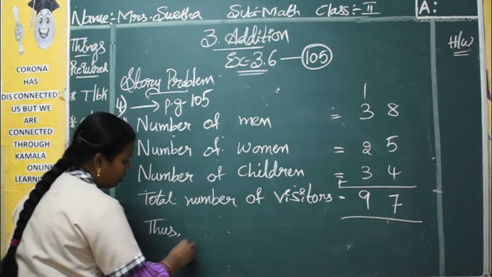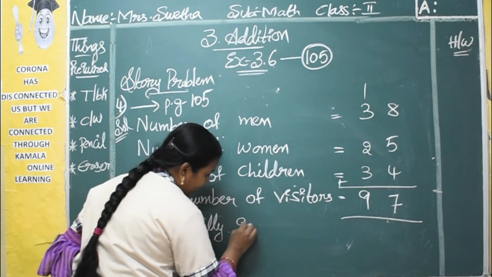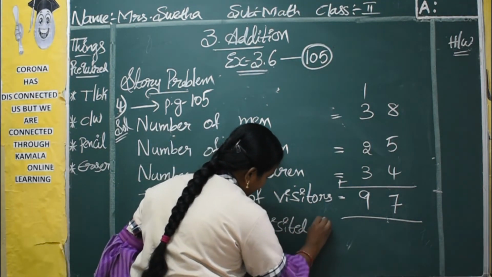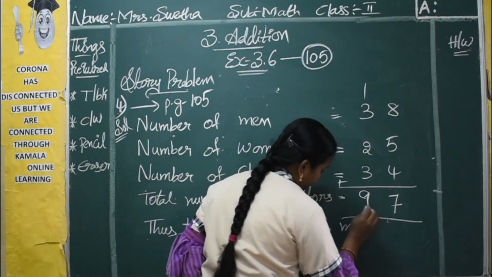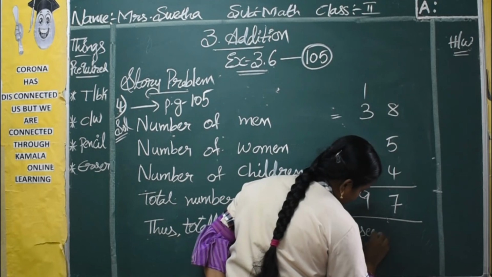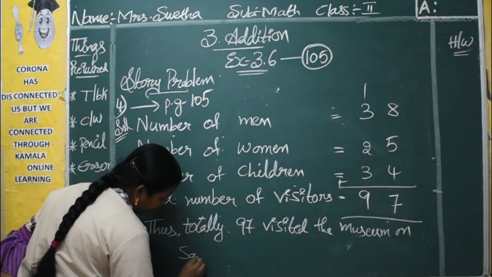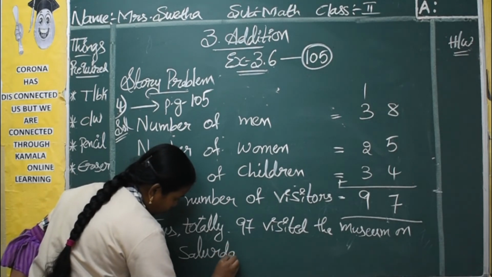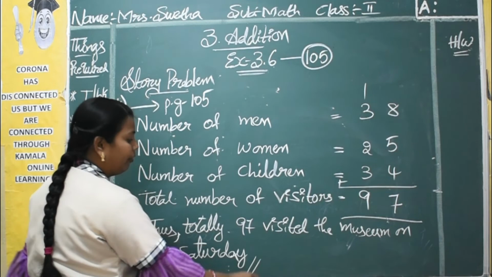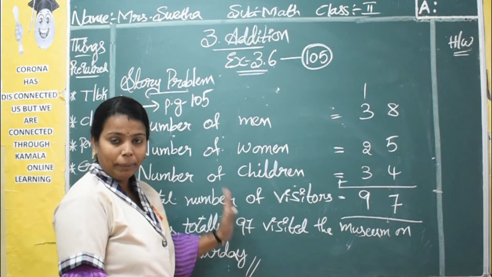Thus totally 97 visited the museum on Saturday. So, how many people went to the museum on Saturday? They are totally 97 members.